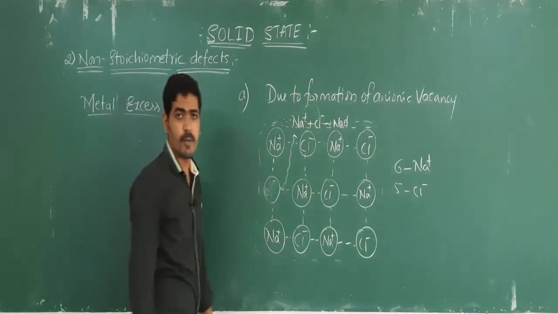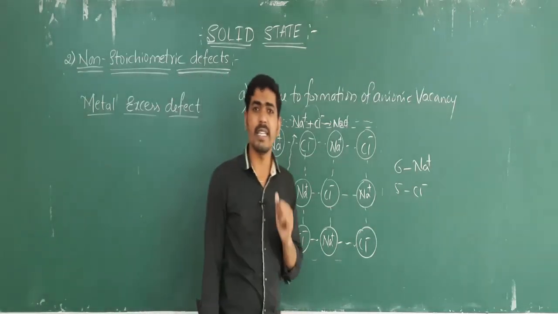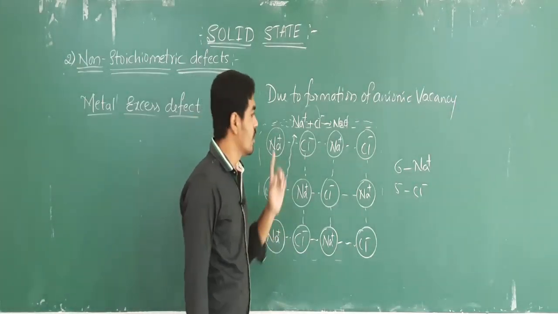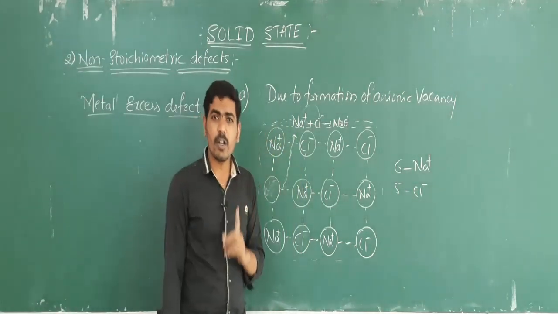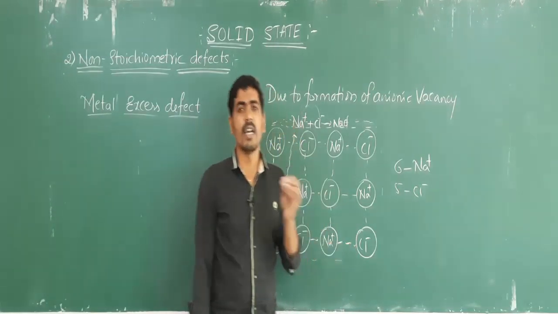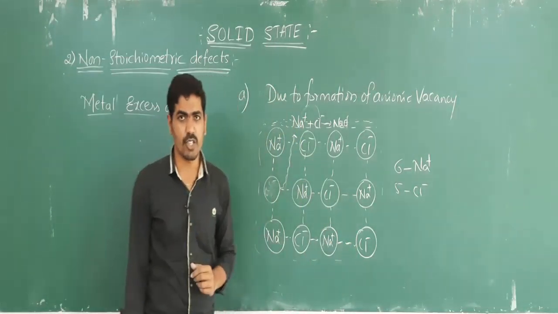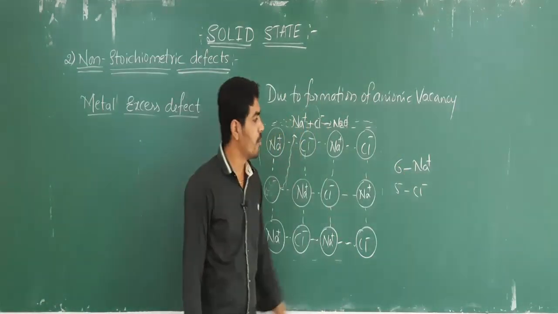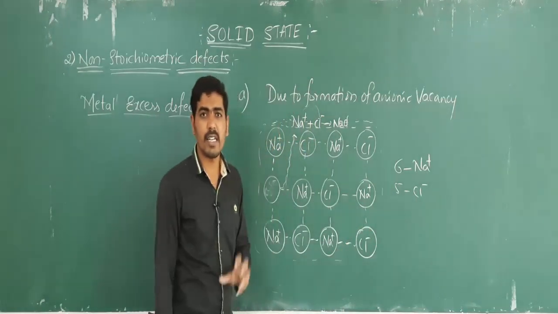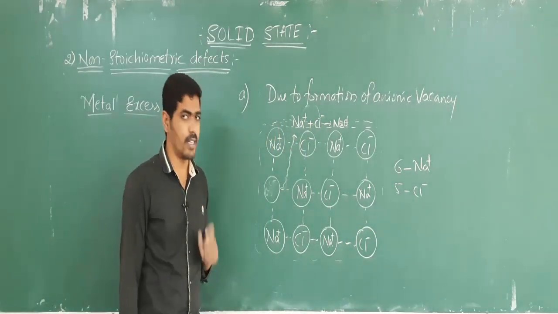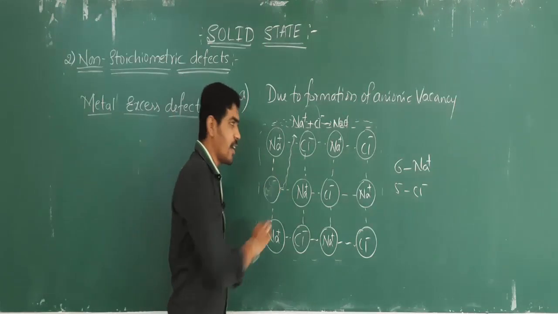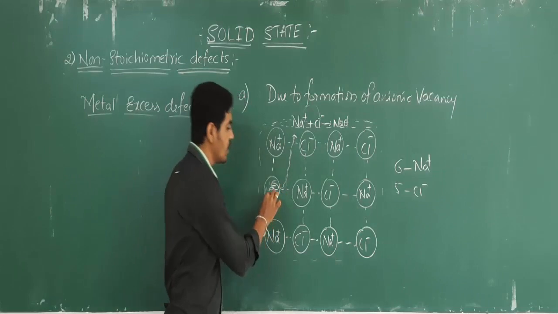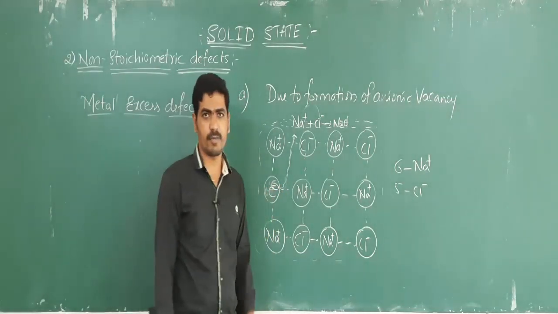Now what about this? Now the crystal should maintain the electrical neutrality. In order to maintain electrical neutrality, the crystal should contain equal number of positive charges and equal number of negative charges. So here totally 6 positive charges are there, but how many negative charges are there? 5 negative charges. So that can be maintained by putting one electron in this vacant site.